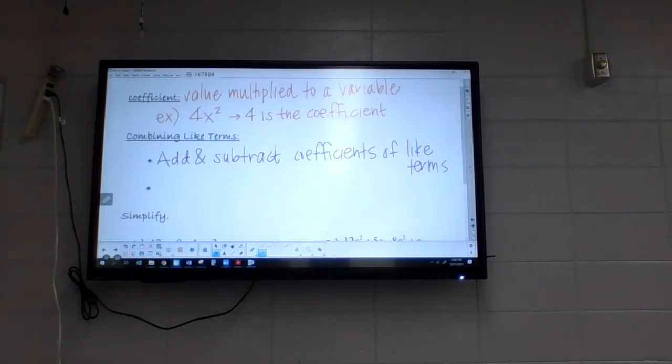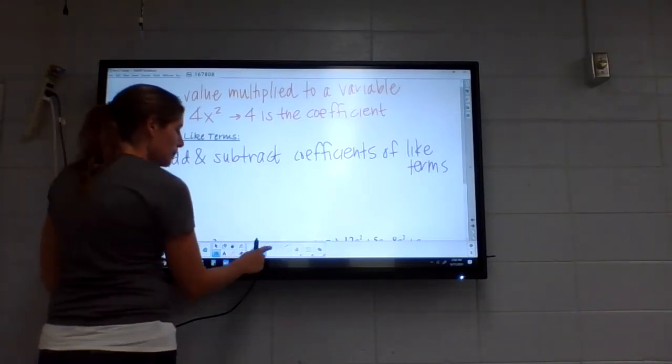So that might ask you the question then, what are like terms? Reminder that like terms, they have the same variable and the same exponent, or they have no variable at all. So like terms, they're like that they have the same letter that we're working with, the same variable.